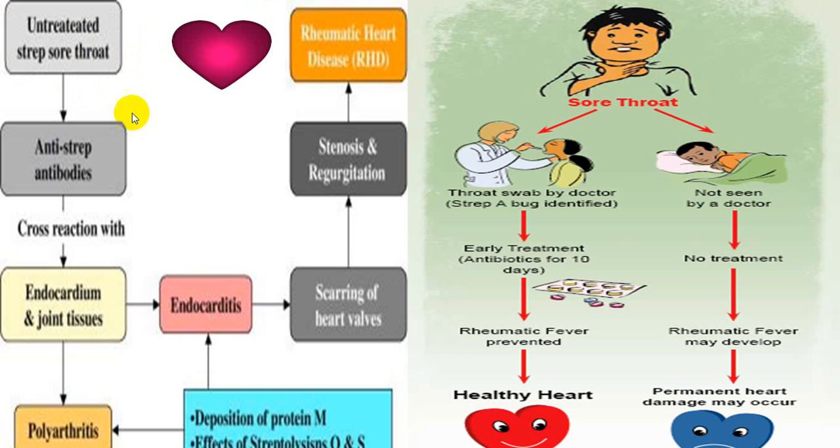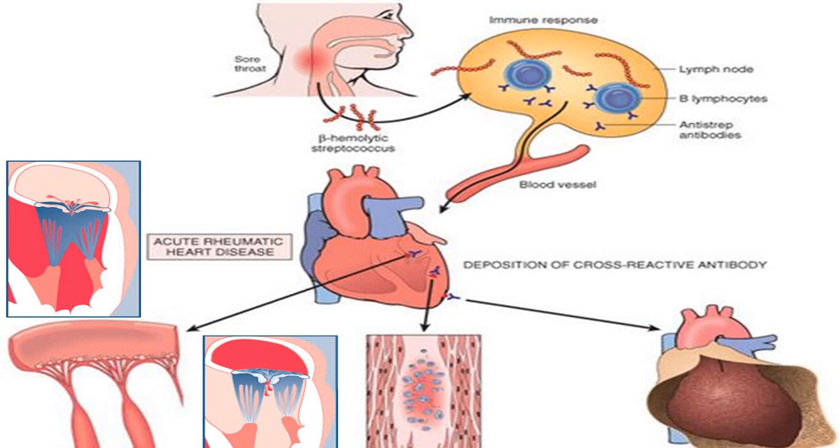Untreated streptococcal sore throat can result in anti-streptococcal antibody which can cross react with endocardium, joints, etc. The endocardium involvement will result in endocarditis and polyarthritis, and because of endocarditis there will be scarring of valvular structures which will end up with stenosis or regurgitation. We call it rheumatic valvular heart disease. So if a person with a sore throat gets complete recovery with early antibiotic treatment, the person does not develop antibodies and will not have rheumatic fever, but if not treated, can develop antibodies and end up with rheumatic fever. So these are the structures which will be involved: valvular structures, myocardium, and you can also have involvement of the pericardium.